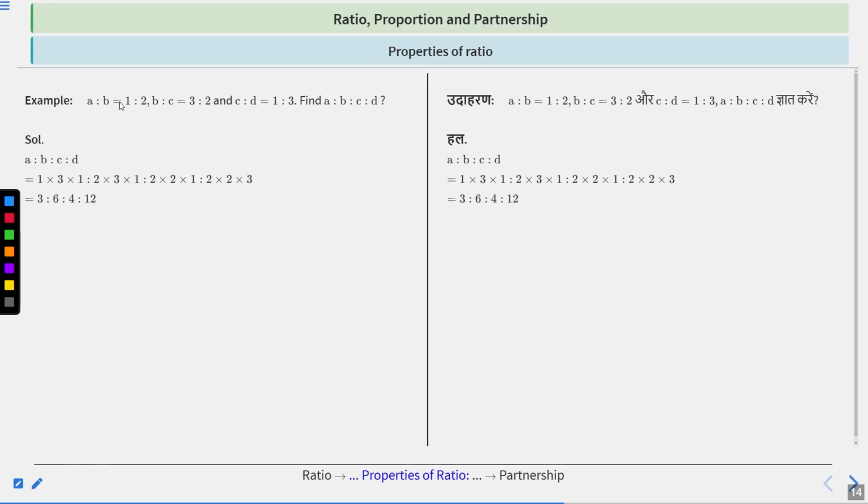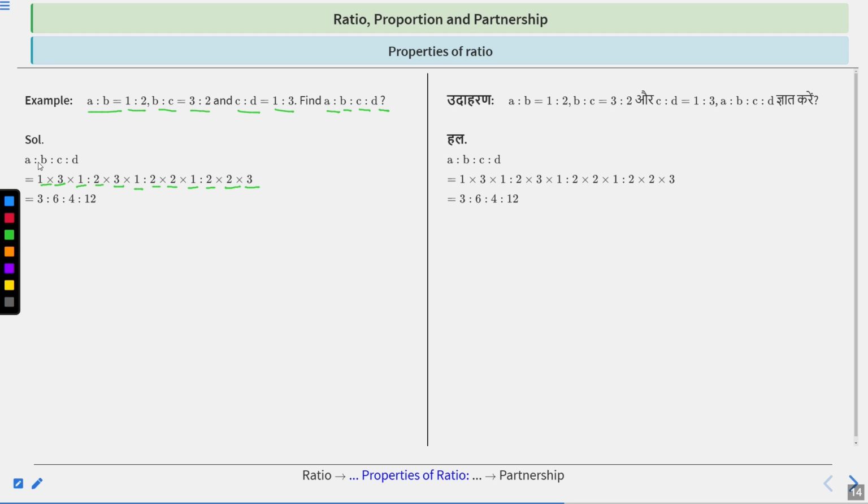Next example: A ratio B equals 1:2, B ratio C is given as 3:2, and C ratio D is given as 1:3, and find A ratio B ratio C ratio D. Now by the same formation: for A, 1 multiplied by 3 multiplied by 1; for B, 2 multiplied by 3 multiplied by 1; for C, 2 multiplied by 2 multiplied by 1; and for D, 2 multiplied by 2 multiplied by 3.